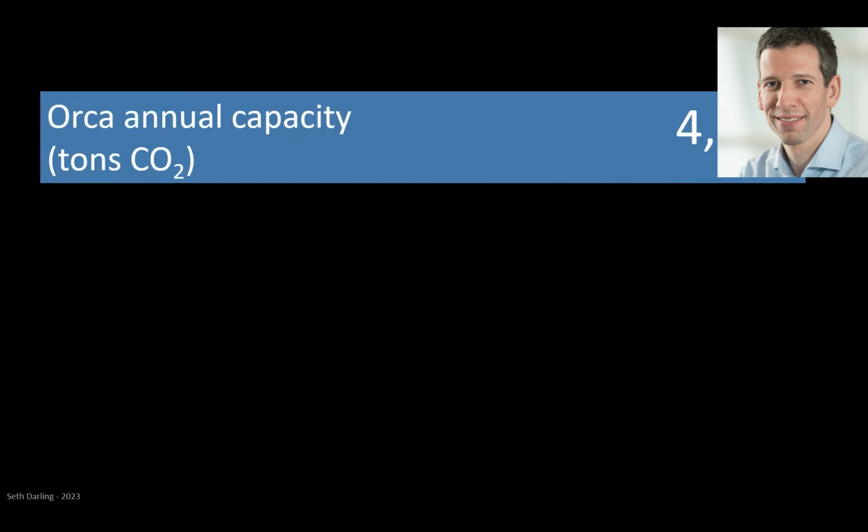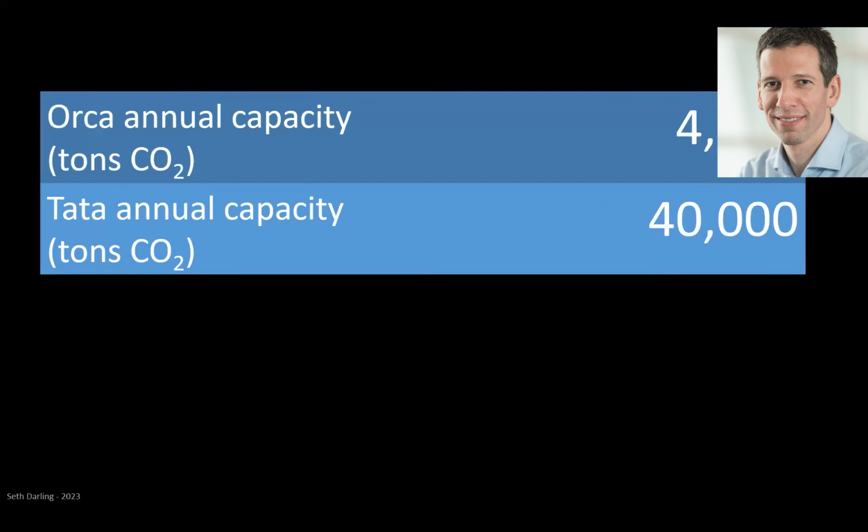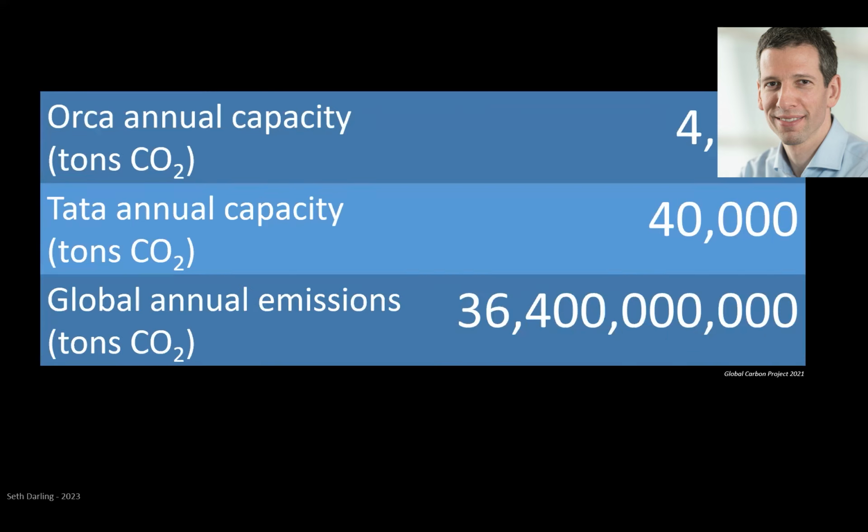But that is no longer the largest plant in the world. Last year, the Tata company installed this plant in the UK, which is now the world's largest carbon capture plant. And this plant is much larger than the Orca plant. It's about 10 times larger. That can capture about 40,000 tons of carbon dioxide every year. So progress. But just to put this in context, that's how much carbon dioxide we emit every year. So you can do the math.